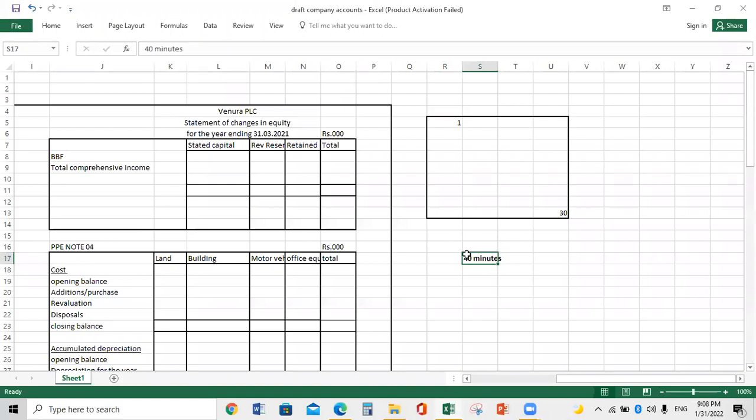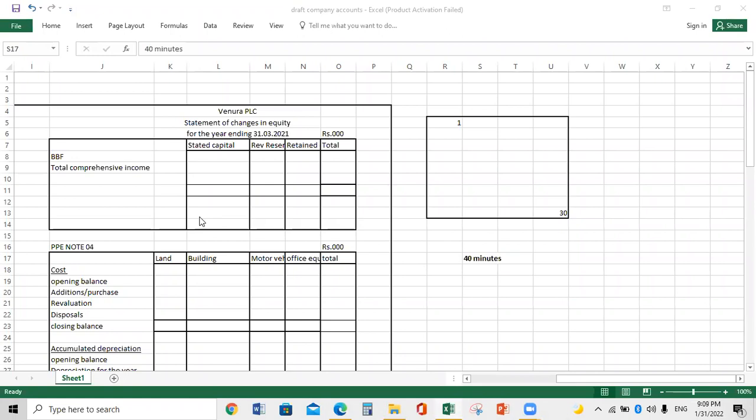Same as company accounts, even other questions you will get the same marks, no? For other questions also you get 40 marks. So some students think only company accounts is important, and they waste a lot of time on company accounts. No, guys, you should give equal importance to all the questions. That's why I am telling you.